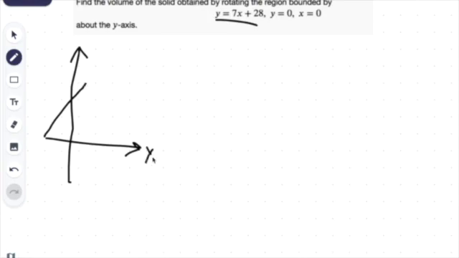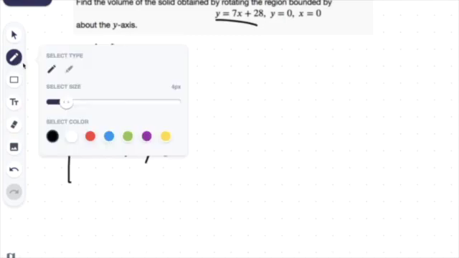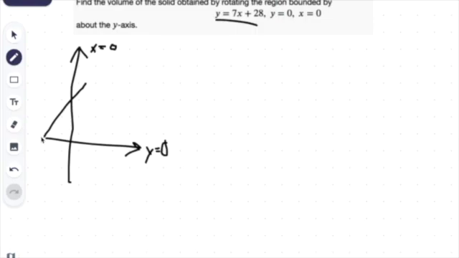This is y equals 0. The x-axis is where y is equal to 0. The y-axis is where x is equal to 0. And this line that I'm going to draw in red is y equals 7x plus 28. So what we're talking about is taking this region that I'm about to shade in red, this triangle, and rotating it about the y-axis.